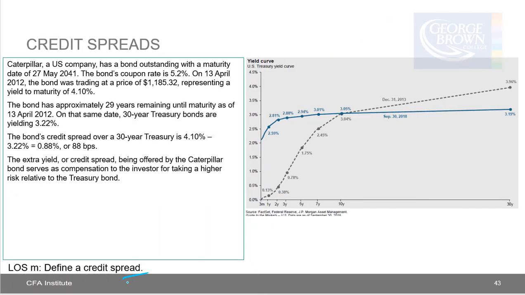So just finishing up with this concept of the credit spread, I'm showing you here the example from the text. It was looking at Caterpillar. So Caterpillar has a bond outstanding. It's still outstanding because the maturity date is the 27th of May, 2041. And the coupon rate is 5.2%. That is fixed. It does not change. So this is looking back in 2012. The bond was trading at a price of $1,185.32, representing a yield to maturity of 4.1%.